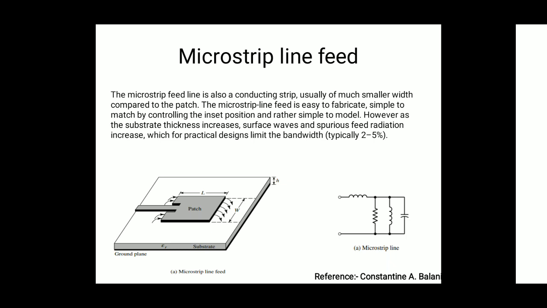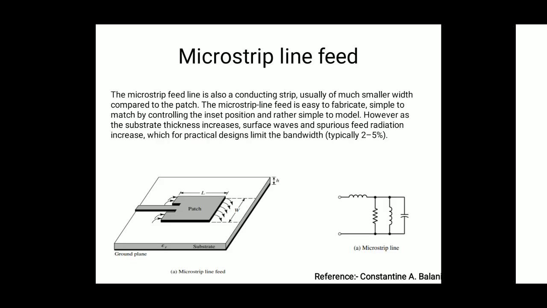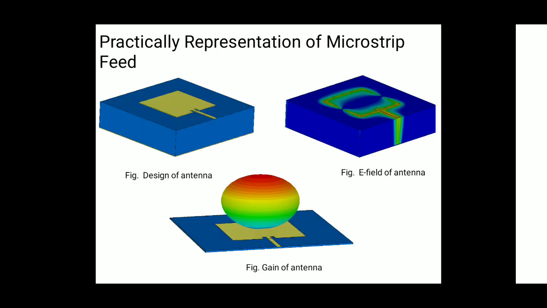This is the equivalent circuit of the microstrip line: inductor in series, and resistor, capacitor and inductor in parallel. This is the practical model of the microstrip line. This is the design of the basic antenna with the microstrip line. This is the electric field distribution with the microstrip line and the gain of the antenna.